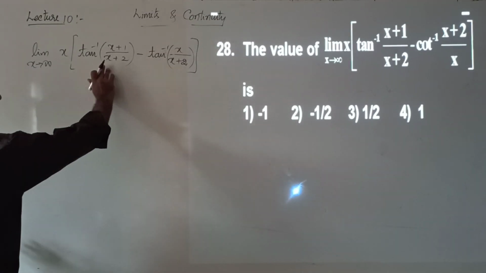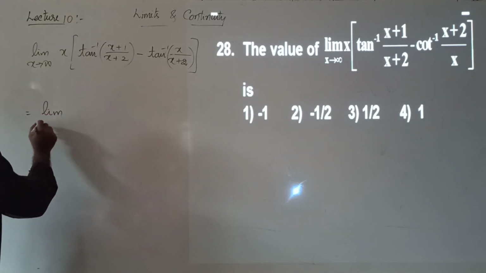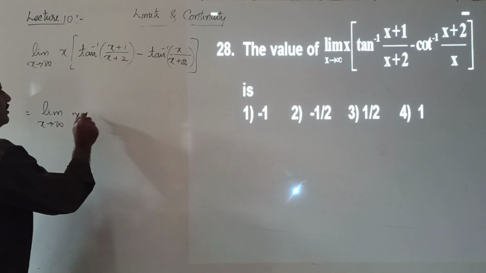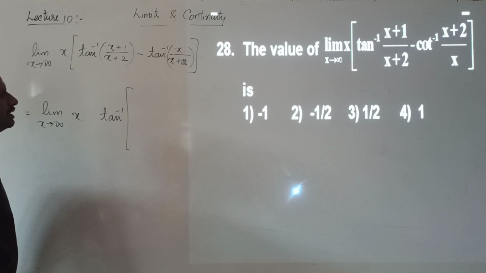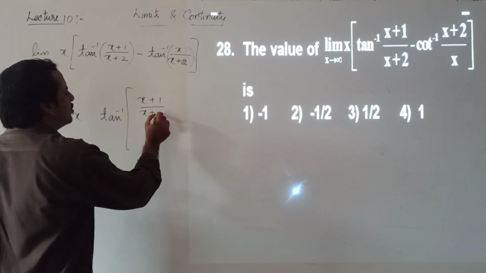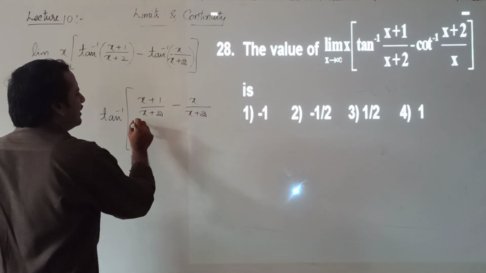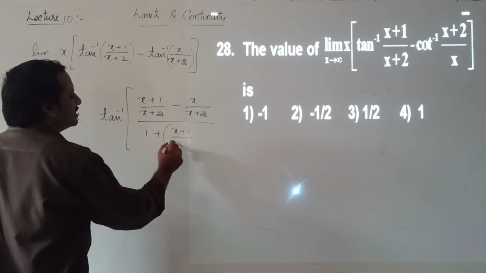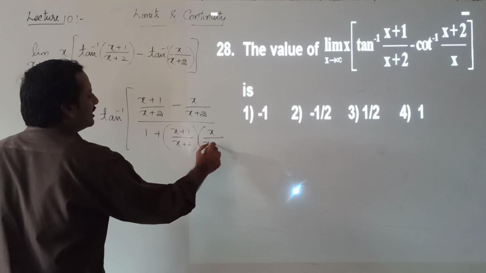I can use the tan inverse x minus tan inverse y formula. That's equal to limit x tends to infinity of x into tan inverse of (x−y)/(1+xy), which means (x+1)/(x+2) minus x/(x+2), divided by 1 plus xy. Xy means (x+1)/(x+2) into x/(x+2).